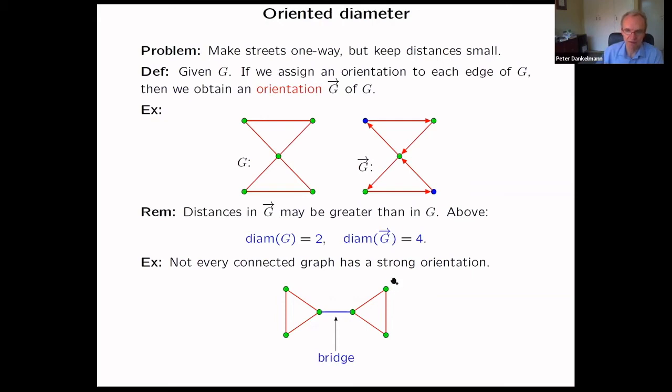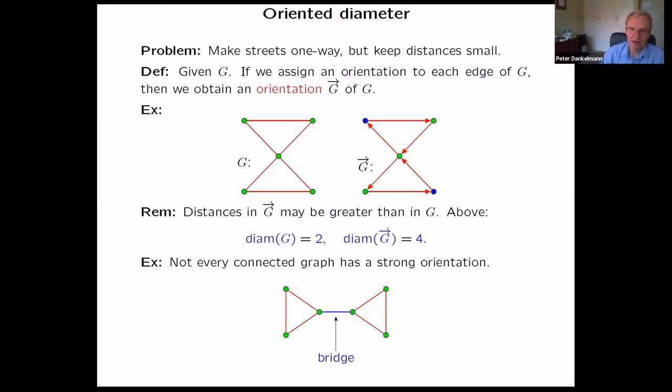For example, that's a big obstacle if a graph has a bridge. The edge here in blue. A bridge is an edge such that if I remove it, my graph becomes disconnected. No matter how I orient my bridge here, there will be pairs of vertices between which I can't travel. So let's say I assign the orientation from left to right to this bridge. Then, no matter how I assign orientations to the remaining edges, there will be no way that I can get from a vertex on the right-hand side of my graph to a vertex on the left-hand side. If I orient my bridge the other way around, I will have the same problem, just that I can't get from left to right.